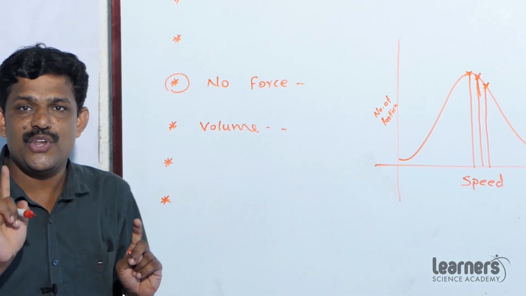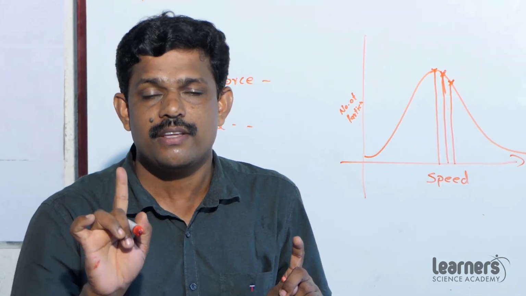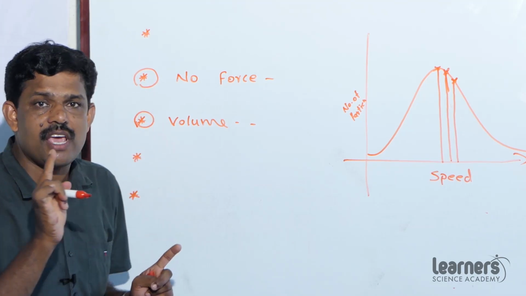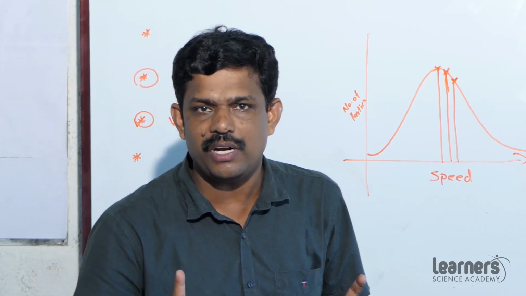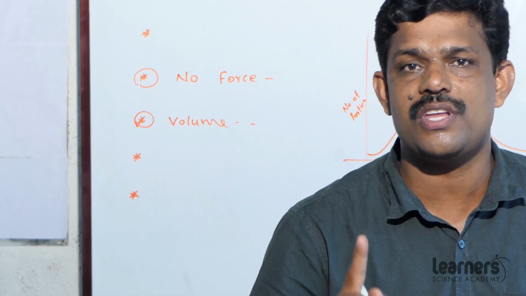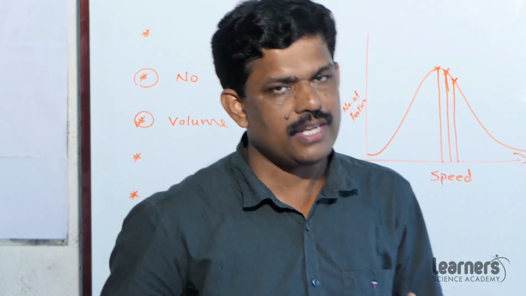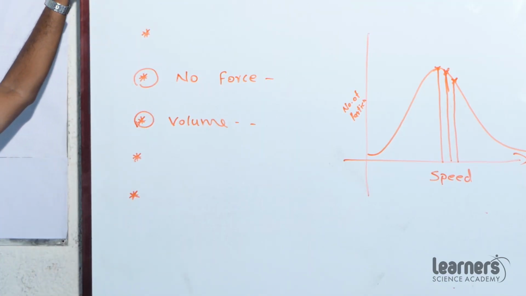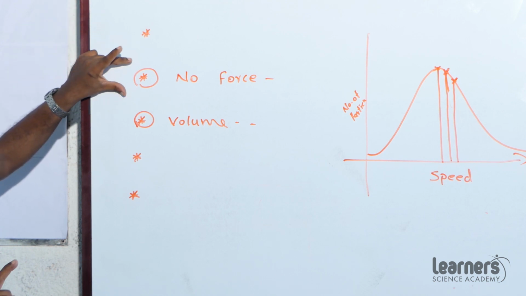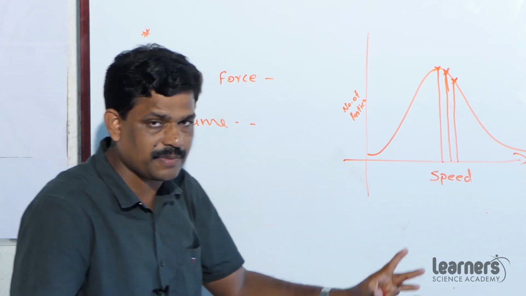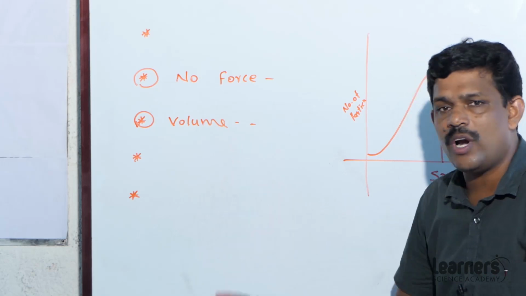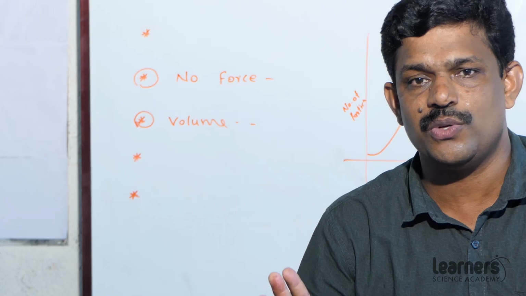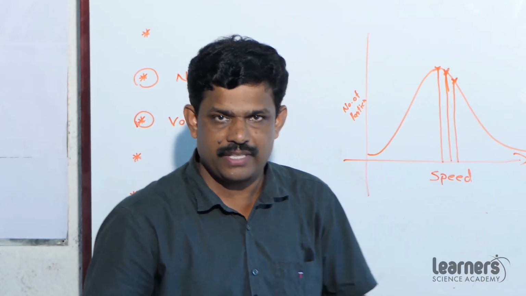One of them is that there is no force of attraction between gas particles. The second is that the volume of a gas particle is negligible when compared to the total volume occupied by the gas. Once again, the 2 faulty assumptions of kinetic molecular theory are: there is no force of attraction between gas particles, and the volume of a gas particle is negligible when compared to the total volume occupied by the gas.